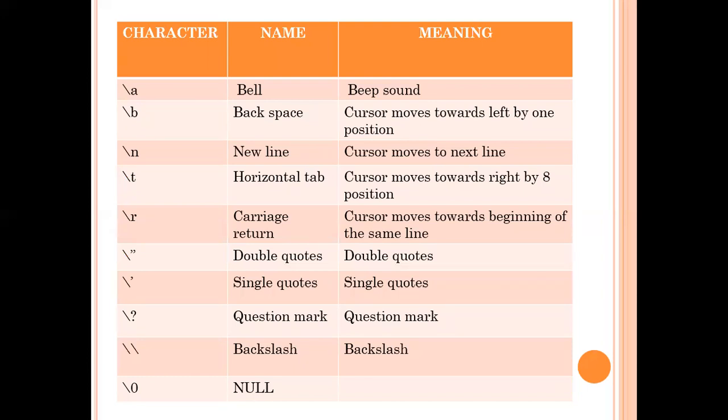Backslash t is the horizontal tab. The cursor moves towards the right by 8 positions. Backslash r is the carriage return. The cursor moves toward the beginning of the same line. Backslash double quote: the double quote within backslash double quote, and the entire thing must be written within single quote. It's the double quote, single quote, question mark, then backslash. Even for a backslash, there must always be a backslash. Backslash 0 is the null.